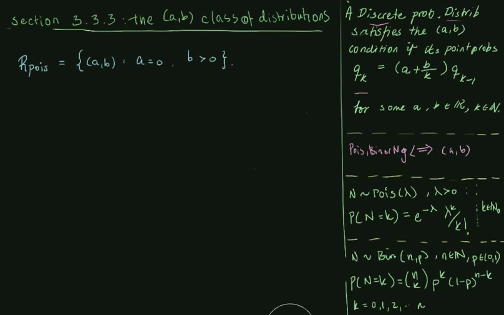In part C of the AB class distribution exercise, what we want to show is this: if A and B lie inside the AB region for the Poisson distribution, then it necessarily implies that the QK that result from here are point probabilities in the Poisson distribution.